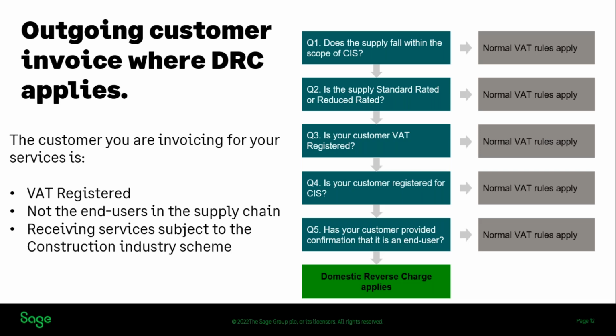So the first question is, does the supply fall within the scope of CIS? So if it does fall within CIS, then we can move on to the next question. But if it's not a CIS transaction, for example, it might be that it's a goods only invoice, then normal VAT rules would apply. But if it's a mixture of both goods and labour, then we can move down to the next one. And if VAT would normally be applied at the standard or reduced rate, again, we can continue down. But if not, if, for example, it's zero rated, then normal VAT rules would apply.